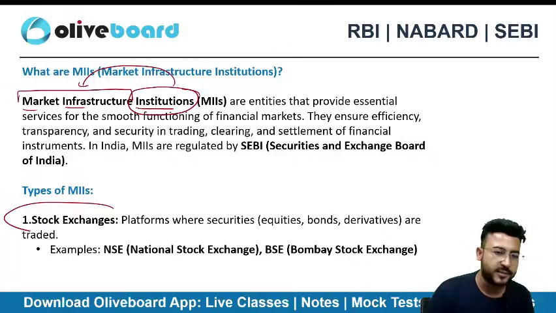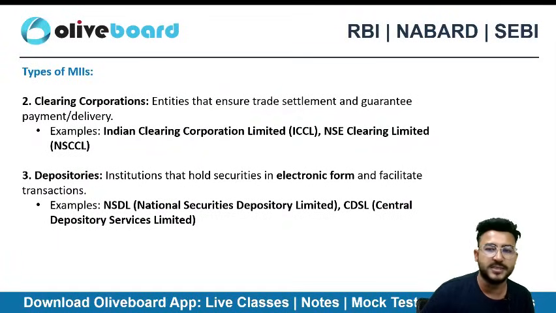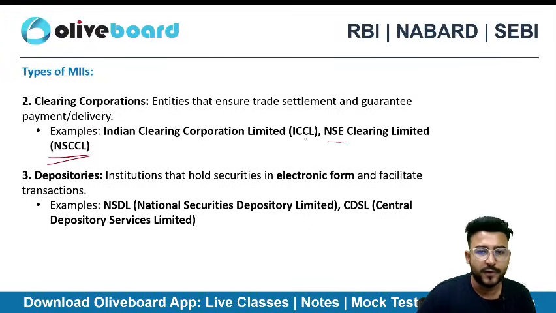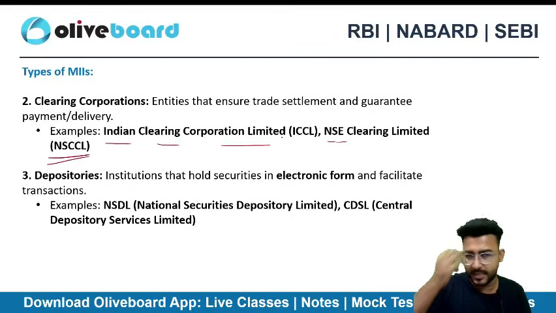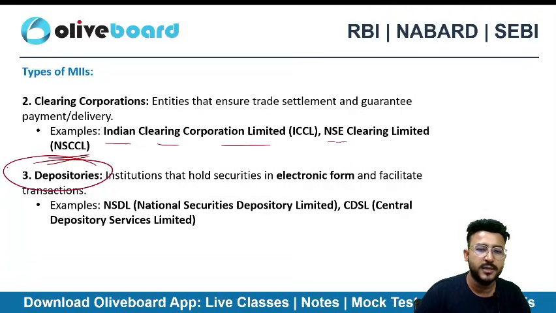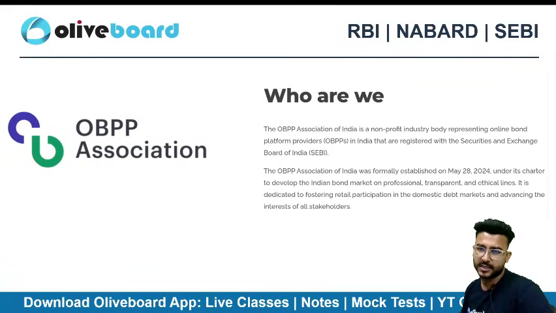you need to connect with a stock exchange, right? So NSE, BSE. Then clearing corporations, like NSE has NSCCL, NSE Clearing Limited. For BSE, we have Indian Clearing Corporation Limited, right? So these are clearing corporations. We have depositories where our shares are stored in electronic form, like CDSL, NSDL, right? These are my MIIs, market infrastructure institutions.